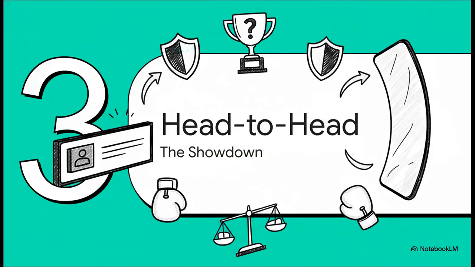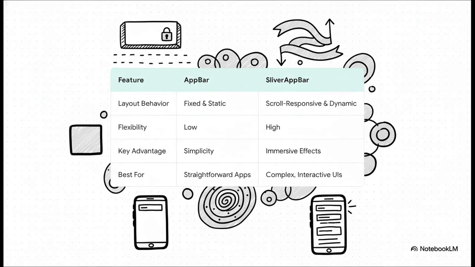Okay, so we've met our two contenders. We have the steady, reliable AppBar and the dynamic, flashy SliverAppBar. Now it is time for the main event. Let's put them side by side, head to head, and see how they really stack up. This table just breaks it down perfectly. You can see the clear contrasts, right? Fixed versus scroll responsive, low flexibility versus high flexibility. But the most important part, the crucial point here, is the trade-off in their key advantages. With the AppBar, you get pure simplicity. With the SliverAppBar, you get those rich, amazing, immersive effects.